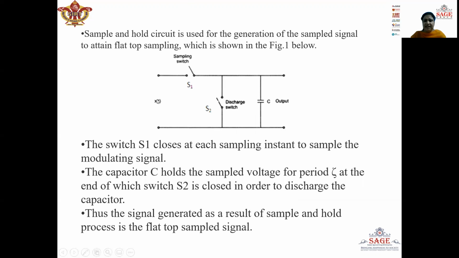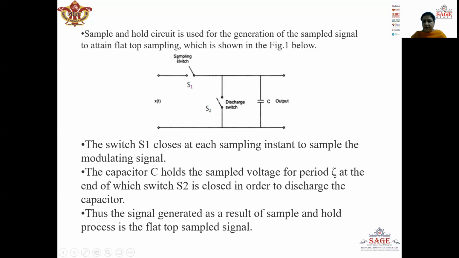Now, here we will see the electronic circuit which is used to generate the flat top sampled signal. I consider the combination of two switches S1 and S2, where S1 is called the sampling switch and S2 is called the discharge switch. At the instant where the pulse begins, the switch S1 closes to sample the modulating signal. When this switch S1 closes, the capacitor will charge towards the input voltage x(t).